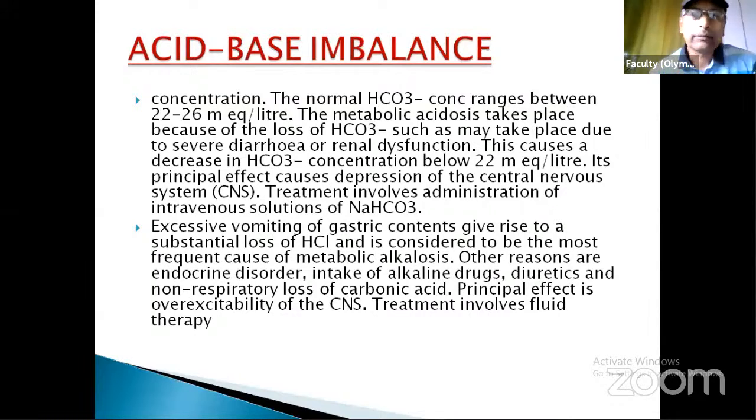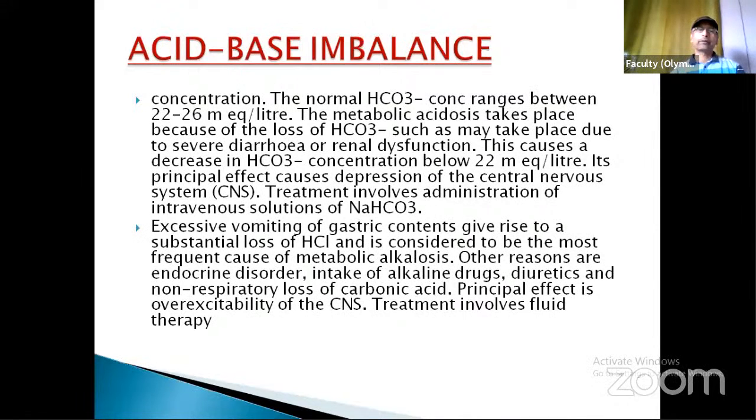Another thing may happen. The person may have excessive vomiting of gastric content. The gastric content is being vomited out. We know that gastric juice contains a large amount of hydrochloric acid. So vomiting means it will remove a substantial amount of hydrochloric acid, or HCl, from the body. What will happen? It will lead to metabolic alkalosis.